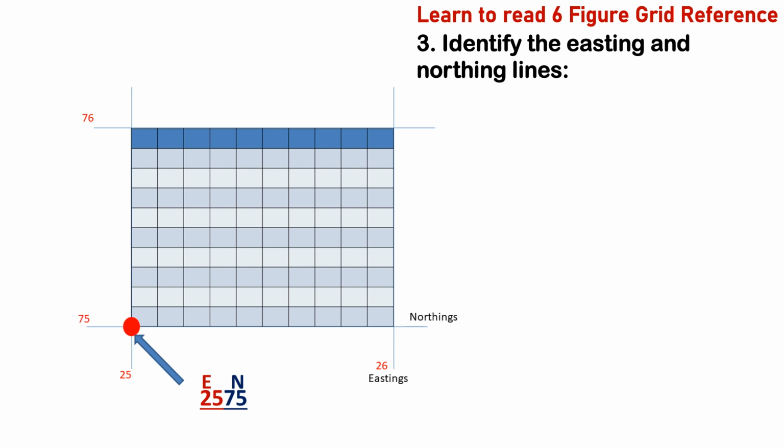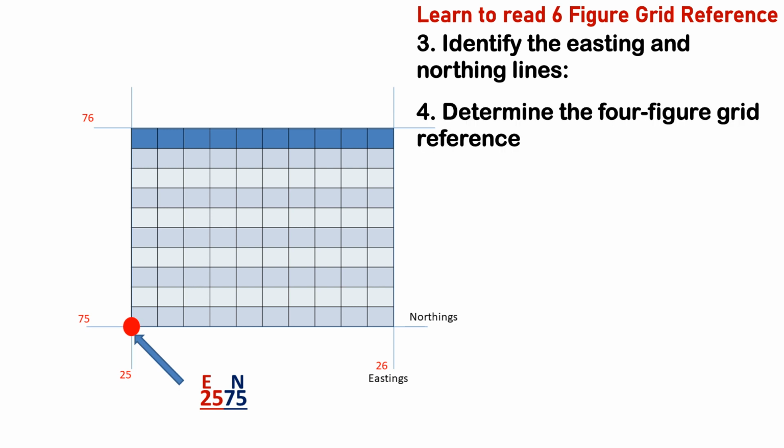4. Determine the four-figure grid reference. Examine the four-figure grid reference at the bottom left corner of the map. This reference corresponds to the bottom left corner of each grid square. It provides the easting, first 2 digits, and northing, last 2 digits, values for that square.